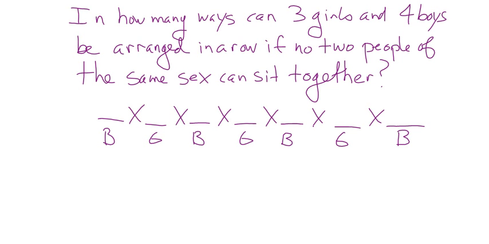Okay, so how many boys are there that can go in the first boy spot? 4. How many girls are there that can go in the first girl spot? 3. How many boys are there that can go in the second boy spot? How many girls are there that go in the second girl spot? 2. What's next? 2. 1. Okay, what's that work out to? 144?